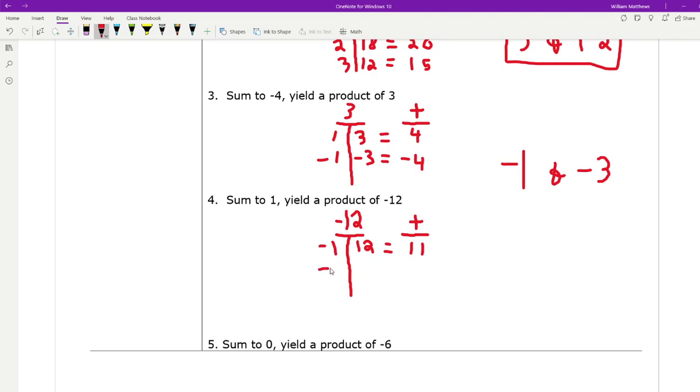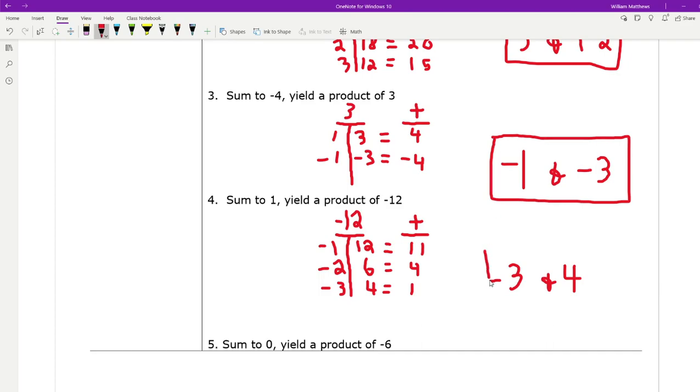We can continue this process. Not negative. Writing this down, keeping track of all the numbers that we have used so far. Ending up with -3 and 4, which gives us a sum of 1, which is also our answer. Forgot the box in my last one. And this one.